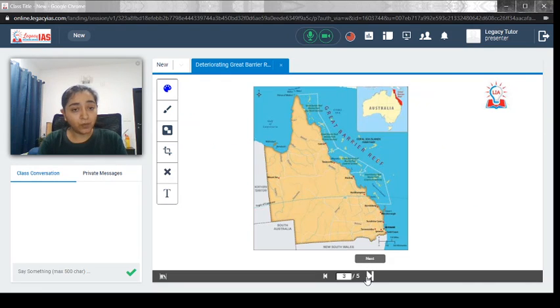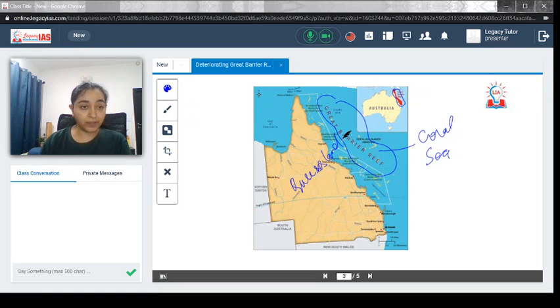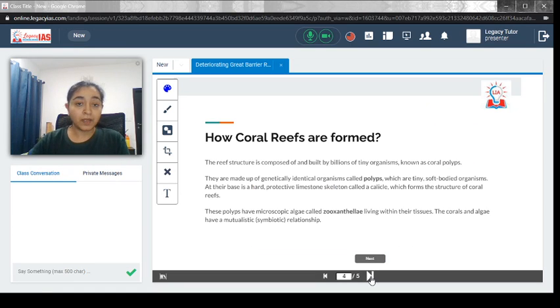Now let's try to understand the location. In this map, if you see, this is Australia and this is where your Great Barrier Reef is located. The sea is called the Coral Sea because of the coral reef itself, and this is against Queensland. So this is Queensland in Australia. This is the geographical location. It is important just to look at the map and see the geographic location of the Great Barrier Reef.